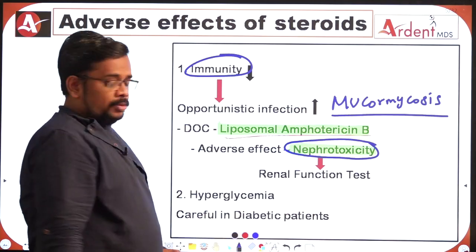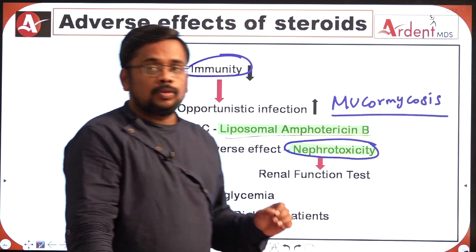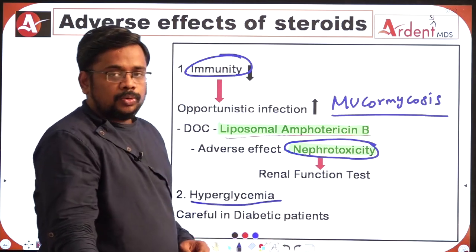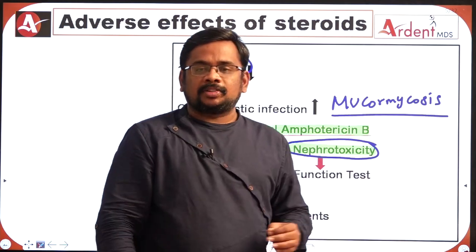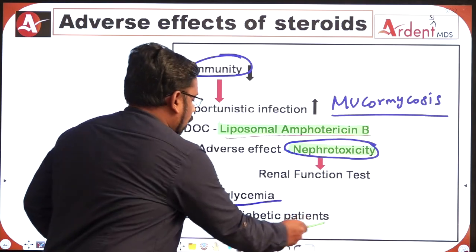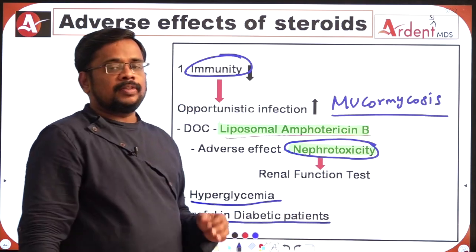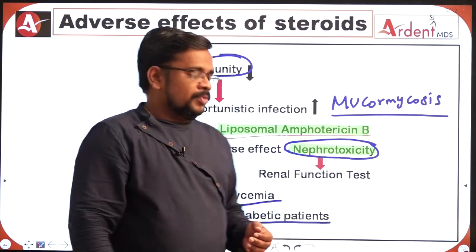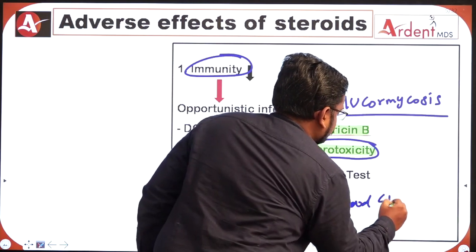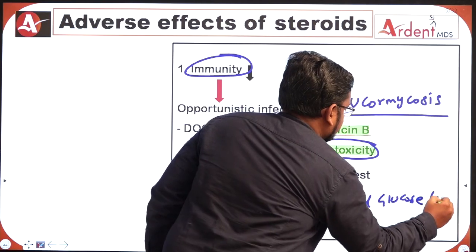Right. The next is about steroids, which give hyperglycemia. So in case of a diabetic patient, it is very dangerous. So for a diabetic patient, you have to go for a controlled steroid dose. That means you have to check the blood glucose level frequently for the patient who is given steroids.